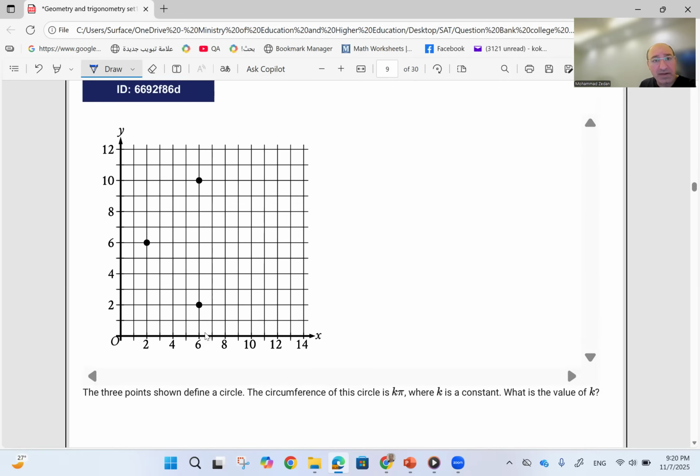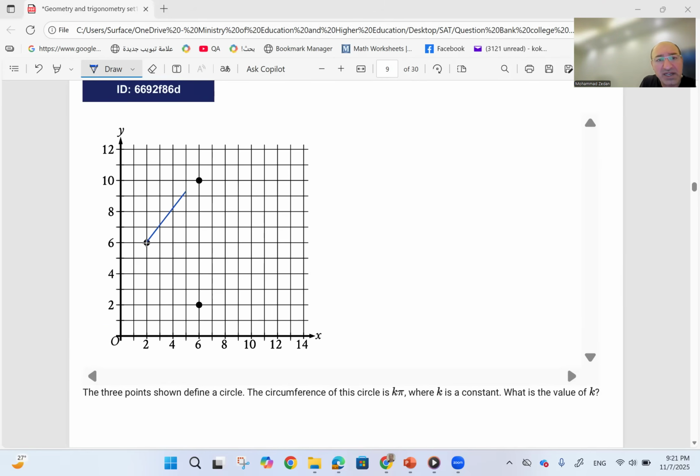Now I have this figure, a Cartesian plane. The 3 points shown define a circle. The circumference of the circle is k pi. In this figure, for any non-collinear points, there is a circle passing through its vertices. Once you draw this side, this side, and this side, this triangle is actually a right triangle, as you see here.